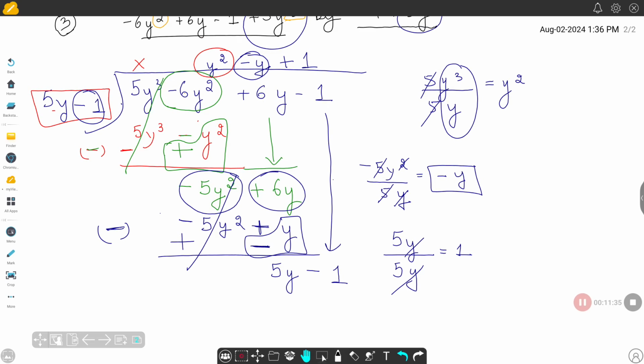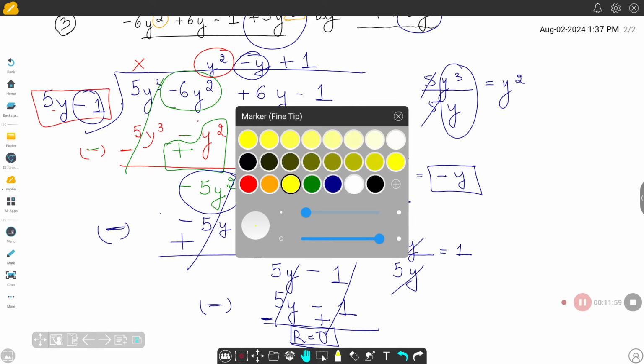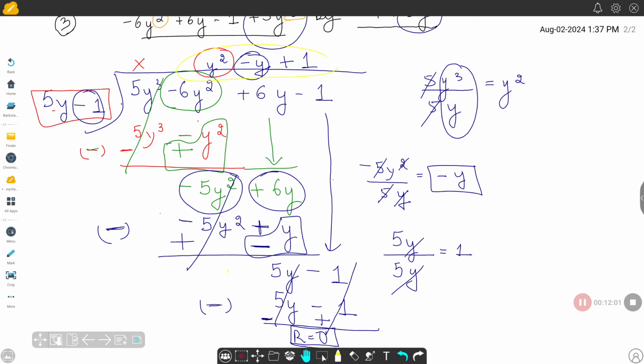Now you have to multiply 1 with the entire divisor, 5y minus 1. So minus, here it will come minus, and minus minus becomes plus. So this will also be eliminated, and here this will also be eliminated. So here straight away the remainder comes 0. So remainder is 0, and the quotient is y square minus y plus 1. So this is the quotient.